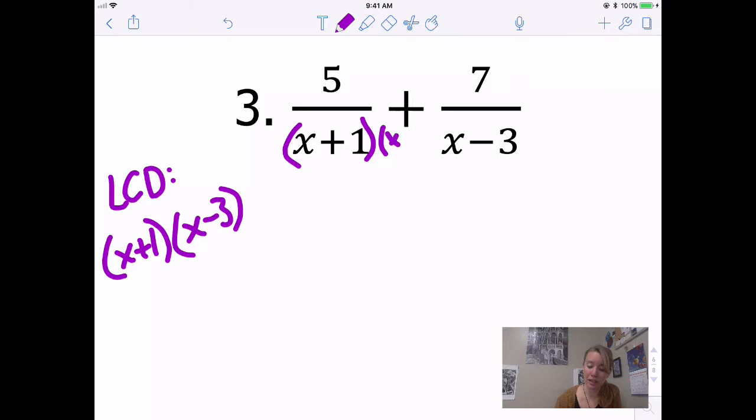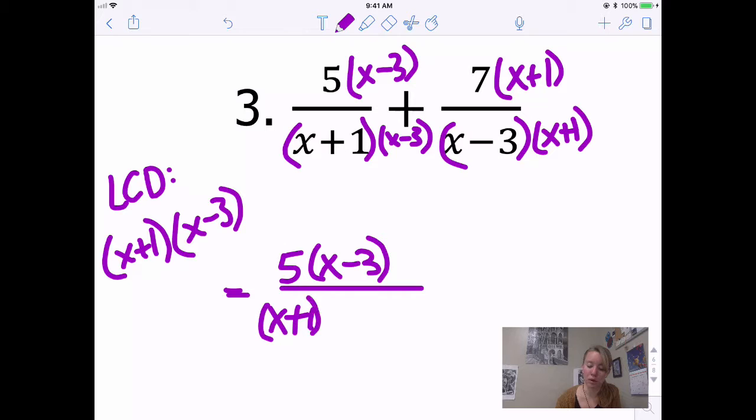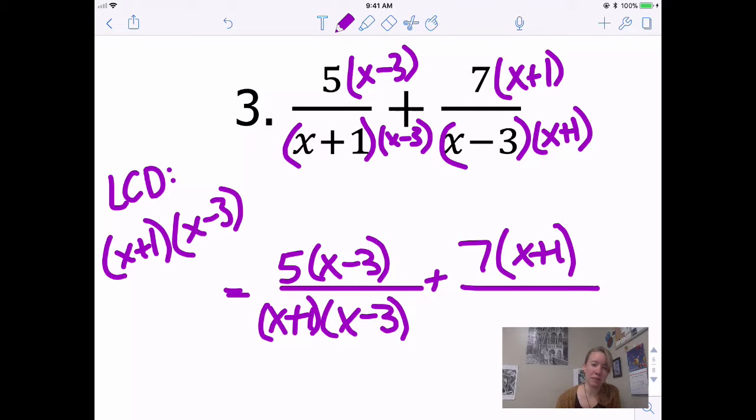So I can multiply by x minus 3 on the bottom, which means I need to multiply it on the top as well. And what the second one is missing is x plus 1. So I multiply by x plus 1 on the bottom, multiply by x plus 1 on the top. And now I can rewrite. Okay, I do 5 times x minus 3 over x plus 1, x minus 3, and then 7 times x plus 1. And we can write the denominator in the same order if we want, so it makes it really obvious to us, x plus 1 and then x minus 3.